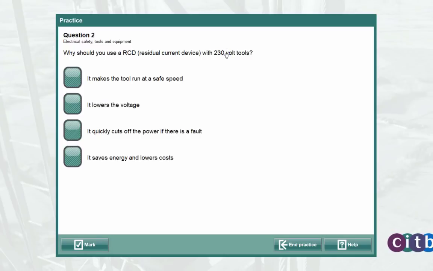Why should you use an RCD, residual current device, with 230-volt tools? It makes the tool run at a safe speed. It lowers the voltage. It quickly cuts off the power if there is a fault. It saves energy and lowers costs.